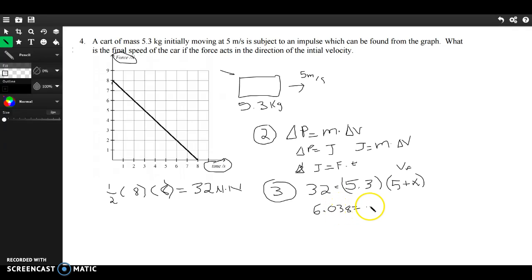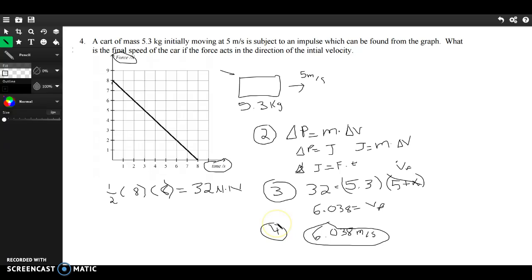6.038 is equal to, let's just say, V final. You really don't need this term unless you want to find out how much it changed by, then you can use this. Because you could subtract 5 from both sides and say x equals 1.038. It increased by 1.038. But you don't need to know that. You just need to know the final velocity. So you can just scratch this out. You can use this as a variable of itself. And so you can say the final velocity is 6.038 meters per second. And that would be your answer for number 4.